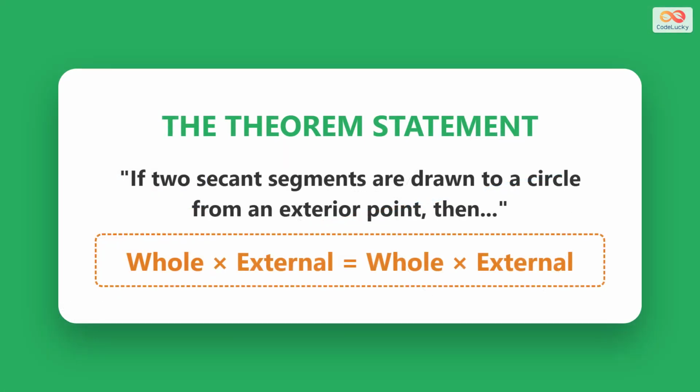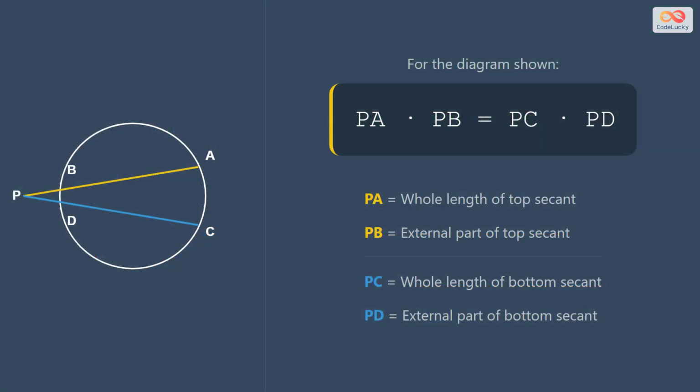The theorem states a powerful product relationship. The length of the whole secant segment multiplied by its external segment is equal to the length of the other whole secant segment multiplied by its external segment. Mathematically, we can write this as PA times PB equals PC times PD. Remember, P is always our starting point for measuring distances. We multiply the long distance by the short outside distance.